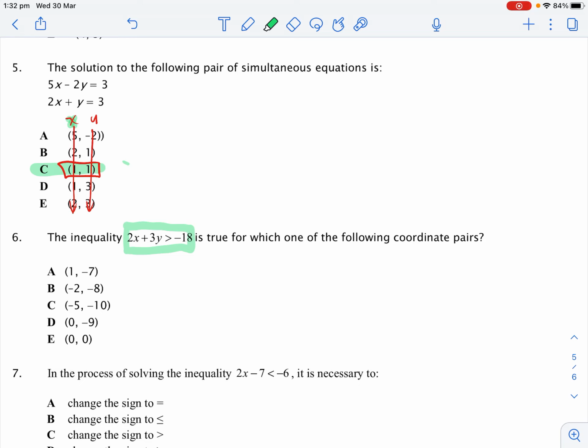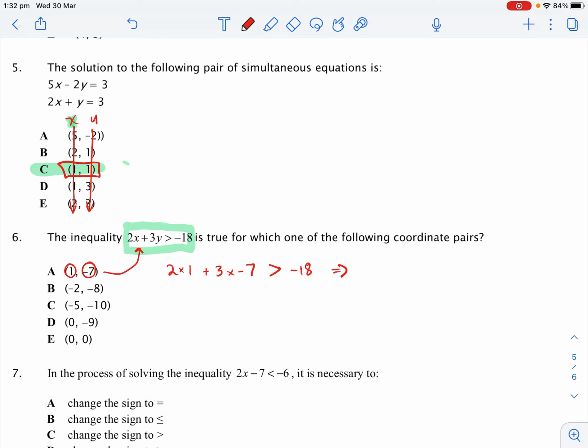So how might I do this problem? There's a couple of ways. What it's actually asking is it's saying if x was 1 and y was -7, would this be true? So if x was 1, it would be 2 times 1 plus 3 times -7. Would that be greater than -18?